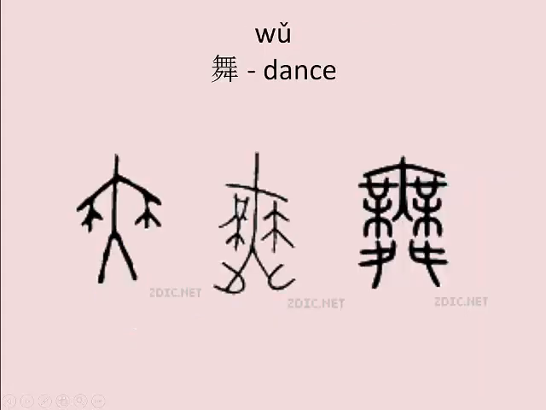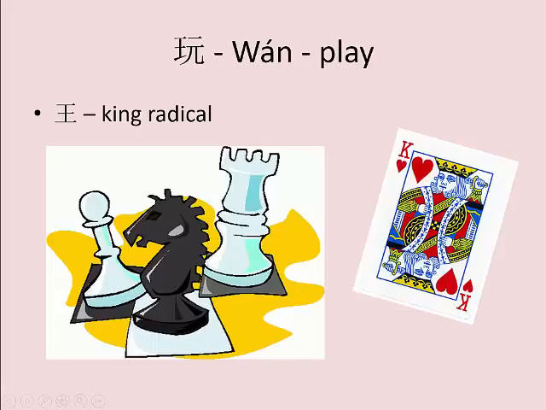The next character is Wu, which was originally a picture of a person dancing holding two flags or cloths. And then it became more complicated, and now it's just a nightmare. You just have to memorize it. The next character is Wan, play. It has the king radical, and to remember that, you can think of the king in the chess pieces or the king in card games. And then it has the sound, Wan.